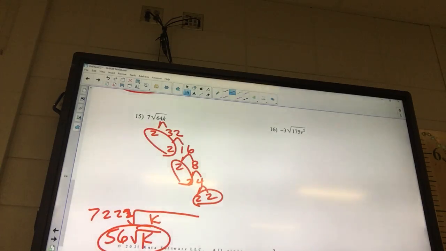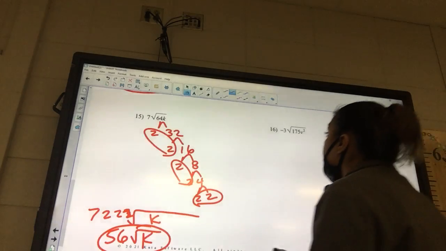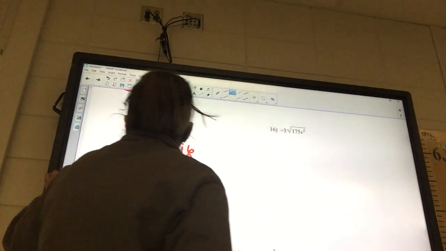Okay, cross off the back page, so 17 through 20. We're not even going to do it. And then I'm going to do 14 on the board too.